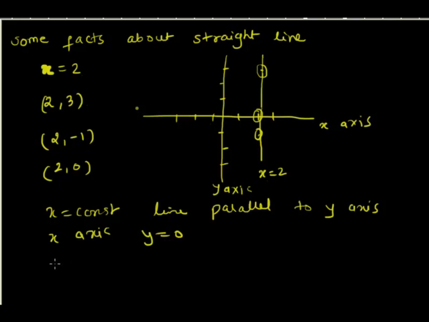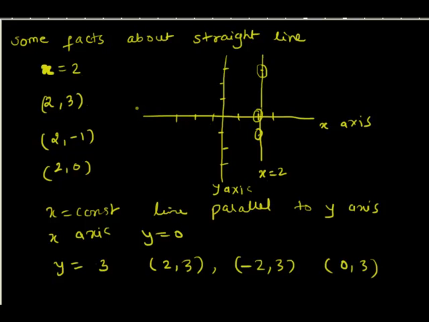Similarly, if I have y equals a constant, say y equals 3, then for different values of x, say 2, 3 or minus 2, 3 or say 0, 3: for 2, 3, x is 2, y is 3. So this is the point 2, 3.